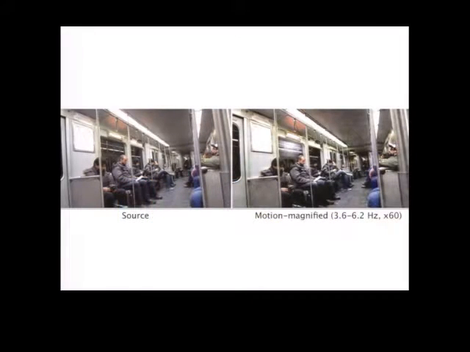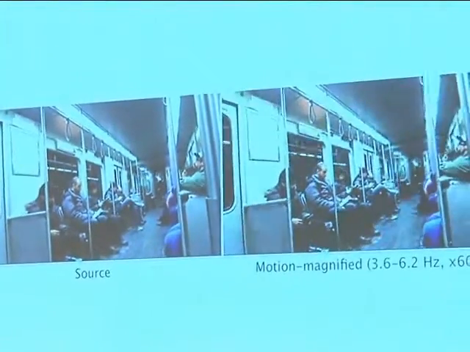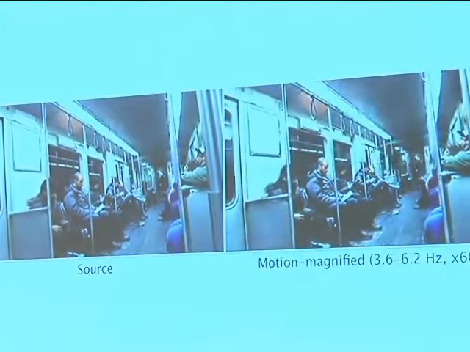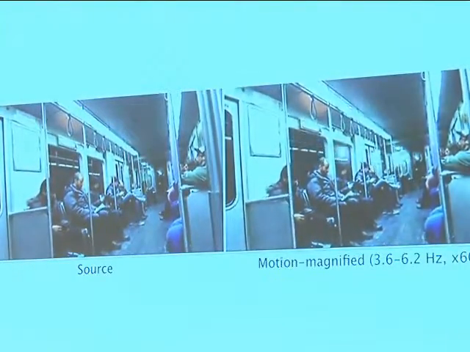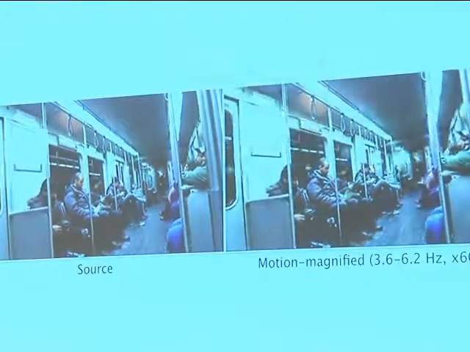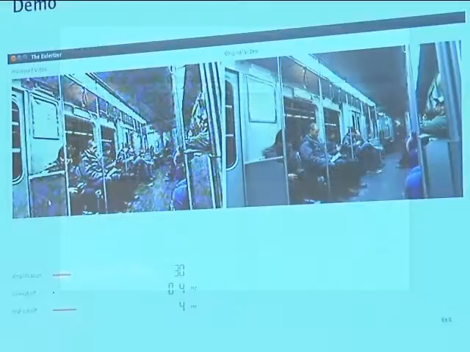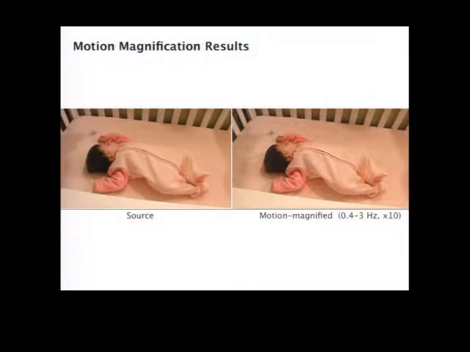So here's an example of it working. On the left is me taking a video in the subway, and on the right is the motion magnified, showing all the small oscillations of the camera jostling in the subway being amplified. And it's simple, as I said, it's really simple to do in real time. We have a demo that runs on a laptop. I won't show it to you now, but that's available. And then let me just show you some examples.